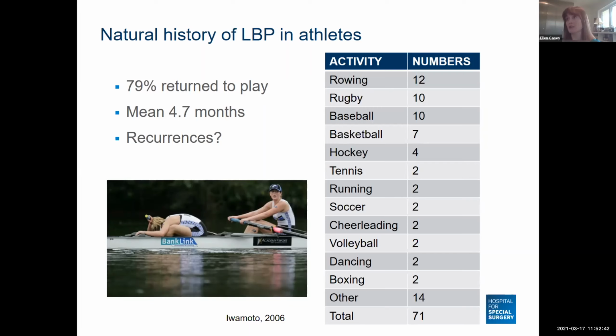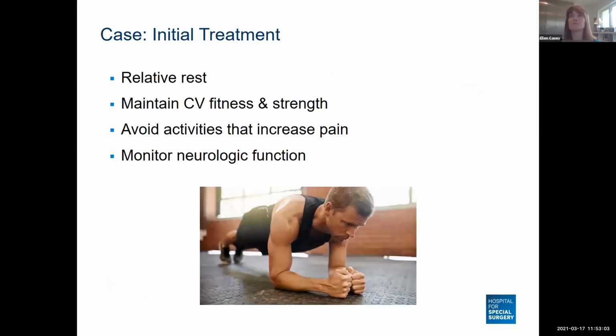The time that it took, the mean was 4.7 months, which is not insignificant certainly, but they didn't differentiate axial pain versus radiating pain, radiculopathy versus radicular pain. And they really didn't follow it out to look at recurrences. But really, this is one of the few natural history studies that we have for athletes.